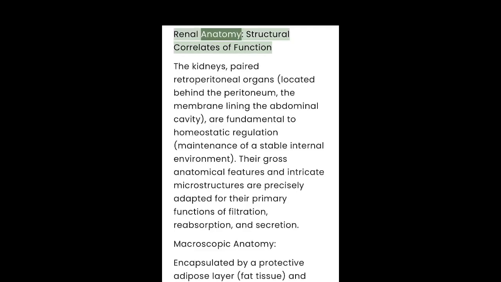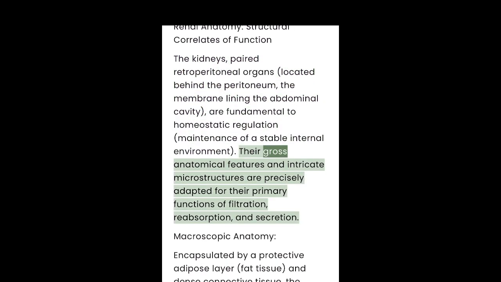Renal anatomy, structural correlates of function. The kidneys, paired retroperitoneal organs, are fundamental to homeostatic regulation. Their gross anatomical features and intricate microstructures are precisely adapted for their primary functions of filtration, reabsorption, and secretion.